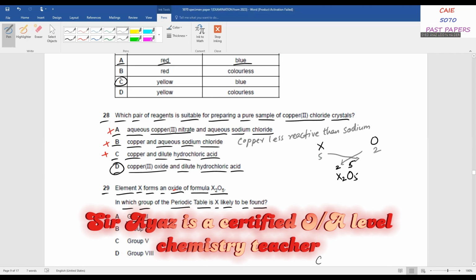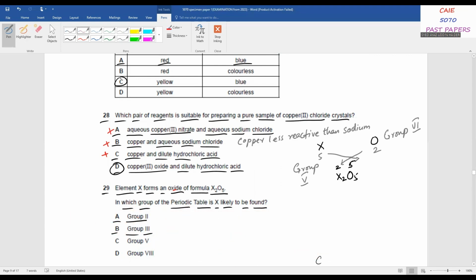So oxygen, we know that belongs to group 6. Looking at the number for X, it definitely belongs to group 5. B, group 3. Both of these statements are wrong because both of these groups contain metals. We don't have a metal here. Statement C, group 5. This is the only right answer. D, group 8. Group 8 does not react.